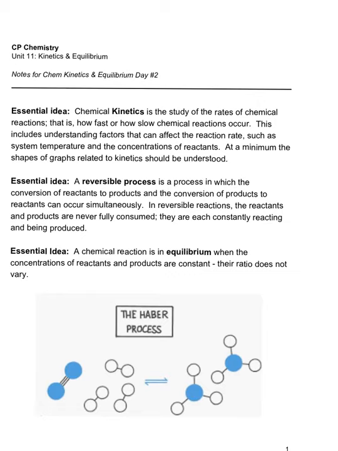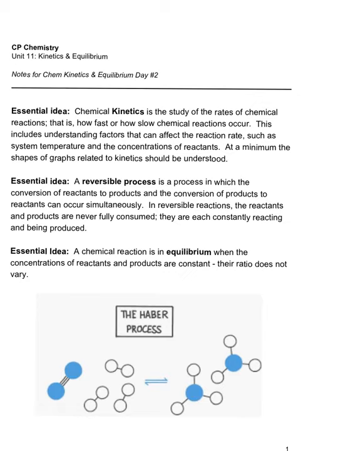Second essential idea, the reversible process, which again we saw in the day 1 video as well, is a process in which the conversion of reactants to products and the conversion of products to reactants can occur simultaneously. So we'll need to create the condition for which that can happen. And in reversible reactions, the reactants and products are never fully consumed. We'll see that. Last essential idea is that a chemical reaction is in equilibrium when the concentrations of reactants and products are constant. That is, their ratio does not vary.